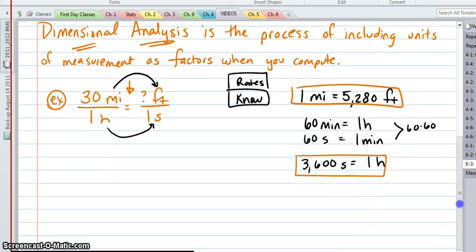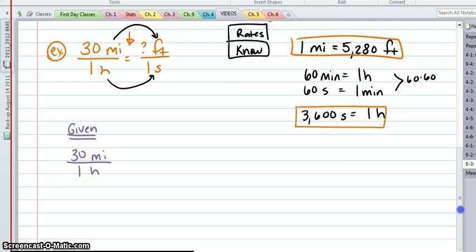So how do we now use these to convert 30 miles per hour into feet per second? Well, let's start with what we're given. The setup is really, really important. I am going to be looking for this specific setup. So please practice this when you are working through these problems.